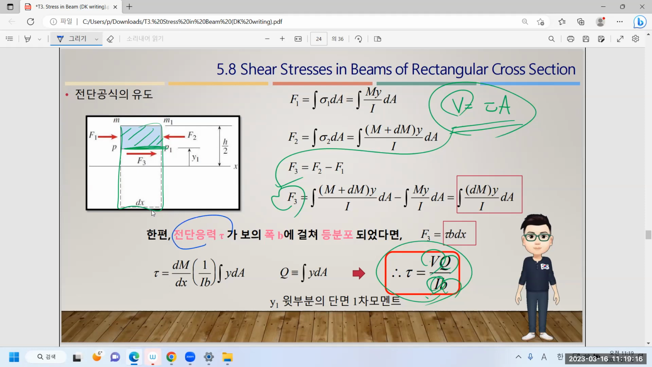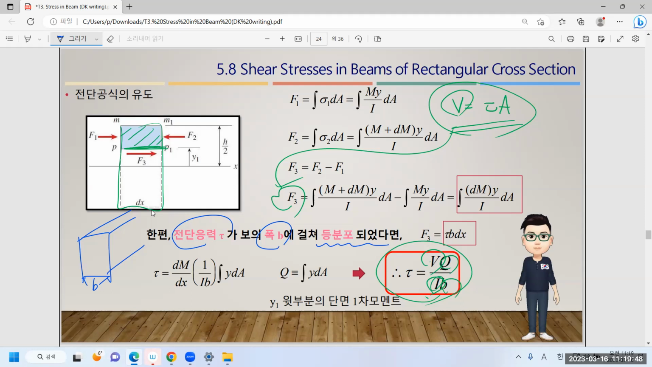The shear stress tau is uniformly distributed along the beam's width b. And from the video, I've highlighted that. If the width b is too wide, then it is challenging to adopt this. But in our case, we assume that b is pretty narrow. You know what I'm saying?